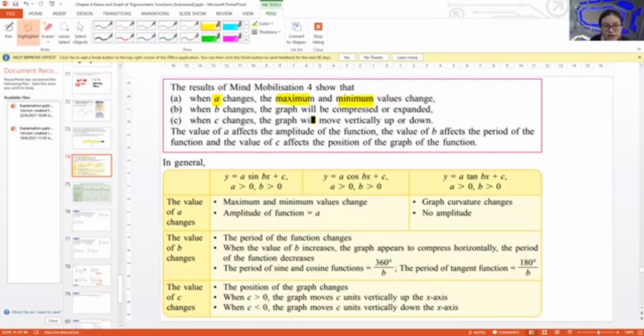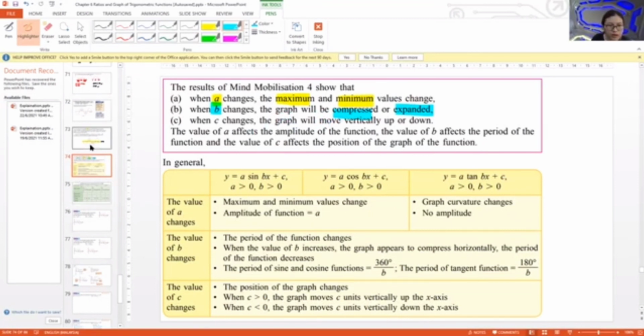Okay, last year we learned quadratic function, right? Quadratic function also, the maximum and minimum value is determined by the A. So this one is more or less the same, nothing changes. A always determines the maximum and minimum for the graph. Okay, and then next one, B. B is the graph will be compressed or expanded. So when will it be compressed, when will it expand, later we will go deeply. Okay, so this is for graph.